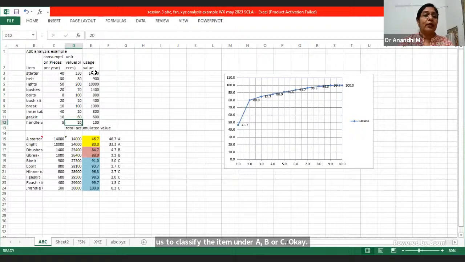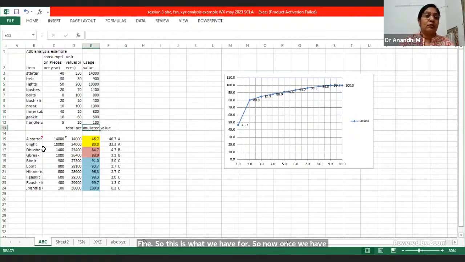So ultimately you are getting the usage value, that is total value. This and this multiplied together, you are getting the total value of that product, usage value of that product throughout the year. Fine. So this is what we have got. So now once we have got this, what we have to do is to identify which among these are A category item, B category item, and C category item, right?